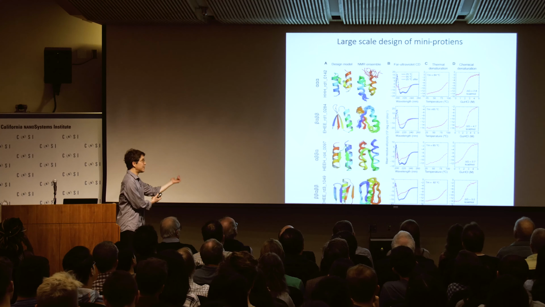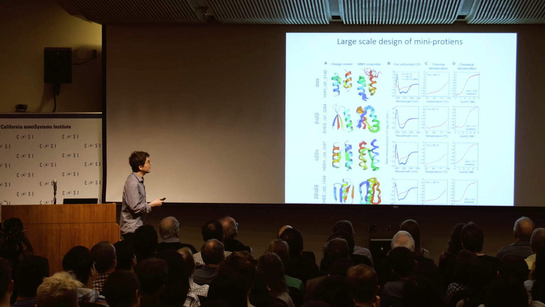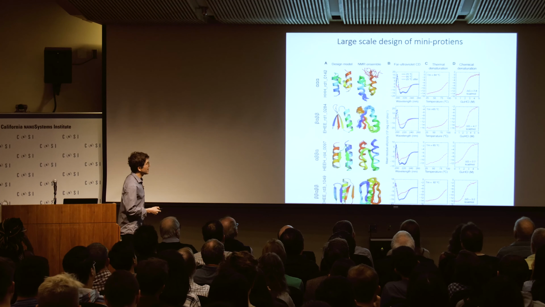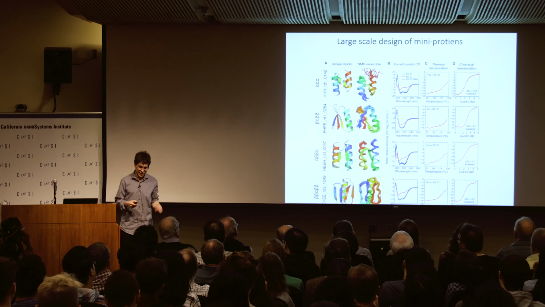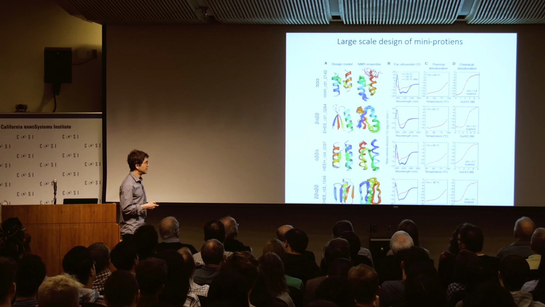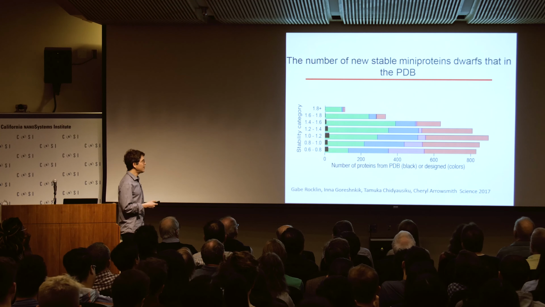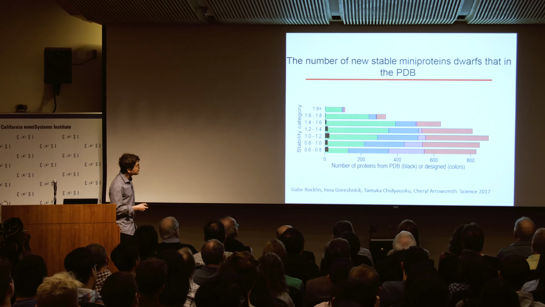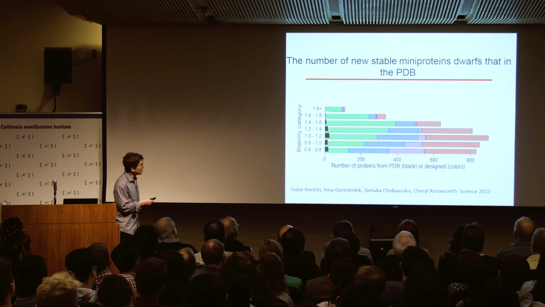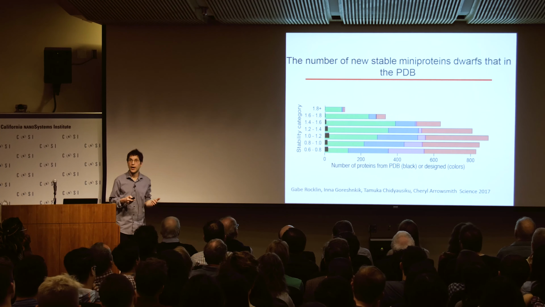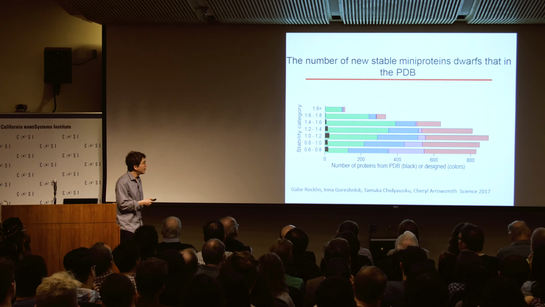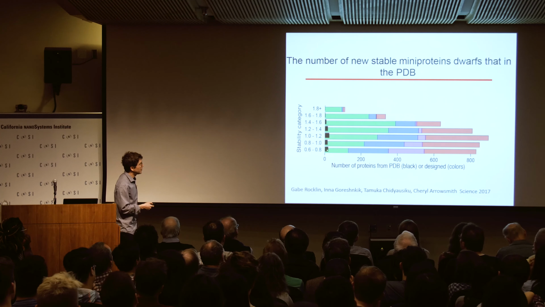Cheryl Arrowsmith's lab solved the structure of a number of these proteins, and they came out very close to the design models. So we're quite confident that these large numbers of design proteins are folded as in the design. But coming back to the theme on my first slide, there aren't many proteins, as I said before, in this size range with known structure and without metals or disulfide bonds. And he synthesized genes for all of those too.